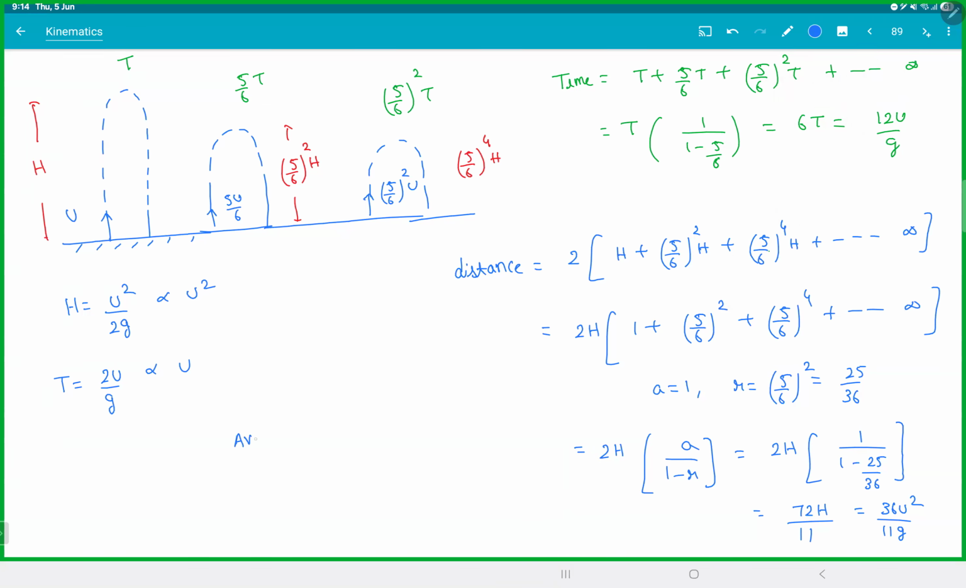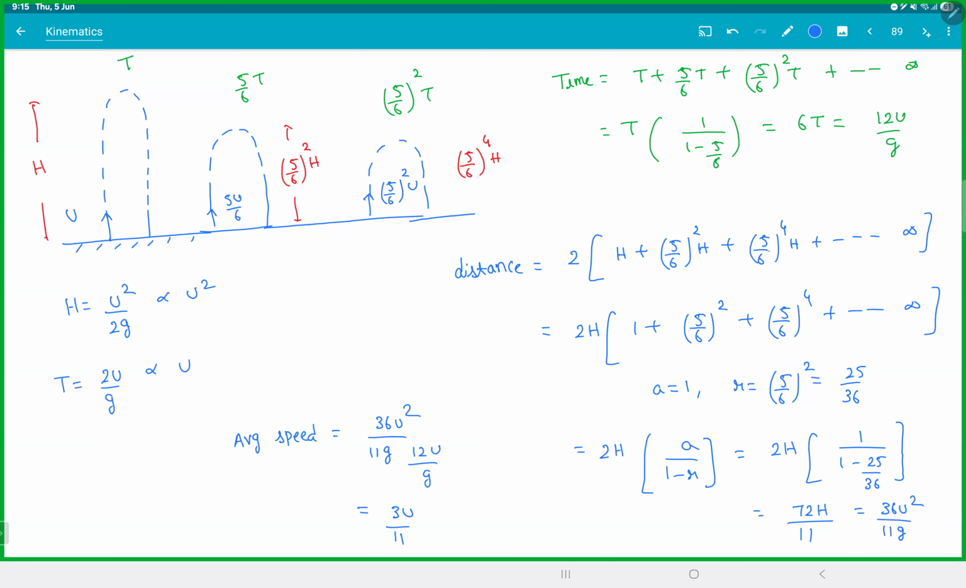What is average speed? Total distance by total time. Total distance is 36u² by 11g. What is the total time? 12u by g. g cancels, 12 goes off. That will be 3u by 11. Check your answer, everyone.